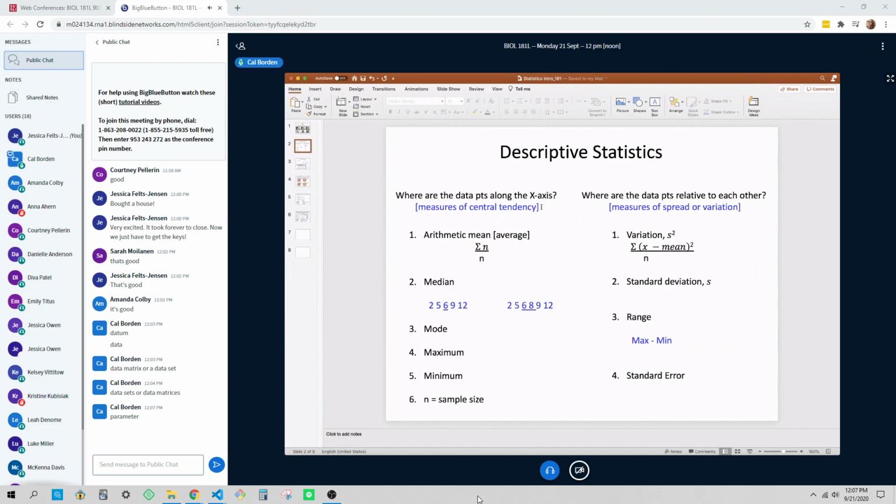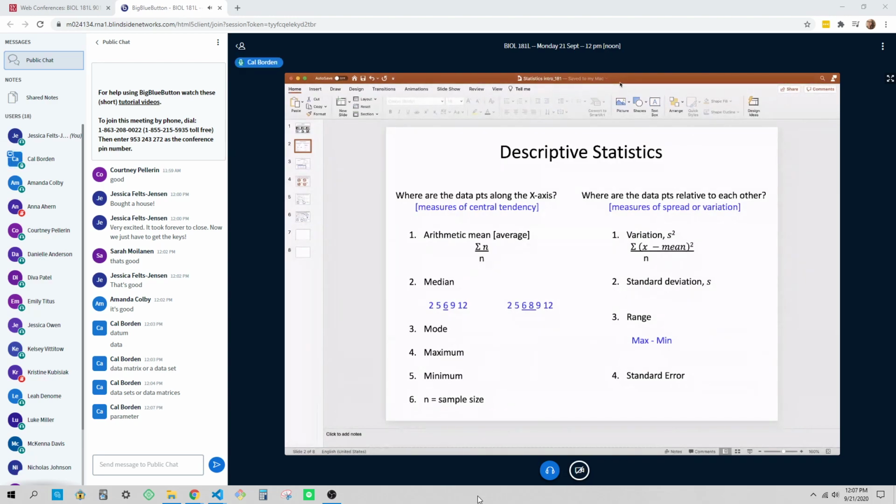And we come down to 2 basic questions. Where are the data points along the x-axis? These are called measures of central tendency. Now, the thing in blue is a standard statistical phrase, okay? This is what stats people get all excited about, and this is how they communicate with each other. They talk about measures of central tendency. That's, in English, telling us where the data points are along the x-axis. Now, that implies that the data points are continuous data.